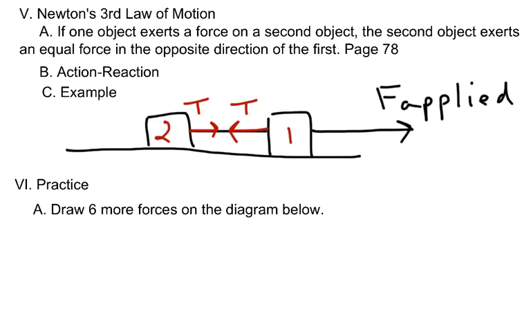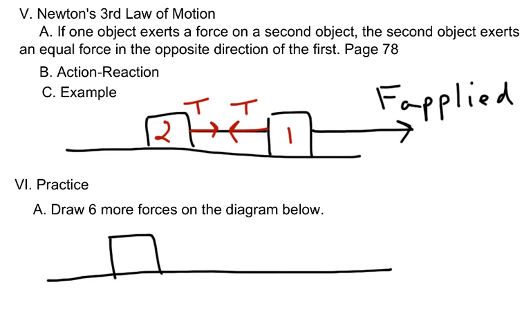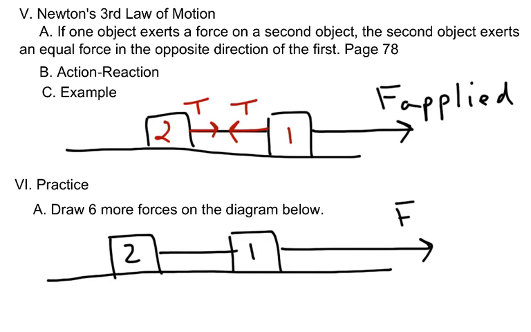All right, let's do some practice. So let's have a diagram here. We're going to again have two blocks with a rope between them. This will be object 1, object 2, and there is some applied force pulling these two blocks to the right. There are 6 more forces on this diagram below. Go ahead and try and sketch those out. I'll give the answer shortly, give you a few moments.